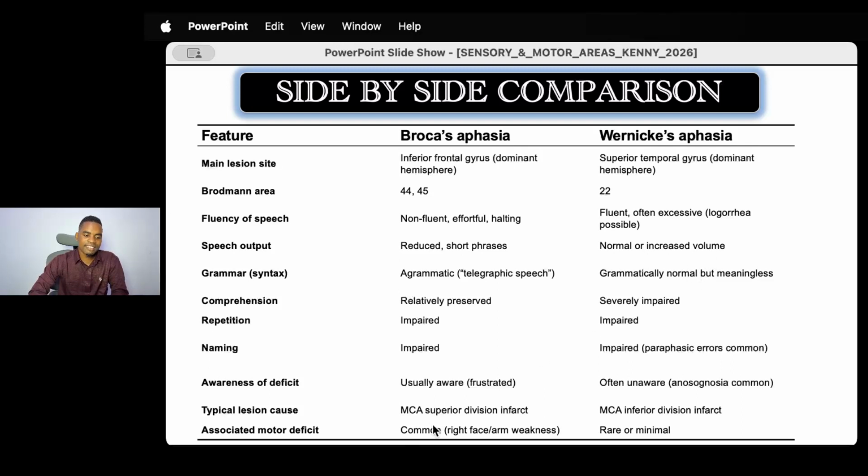And just to summarize, the typical cause of Broca's aphasia is infarction of the superior division of the middle cerebral artery. We're going to talk about it later. But Wernicke's aphasia, if it's due to stroke, is due to infarction of the inferior division of the middle cerebral artery.